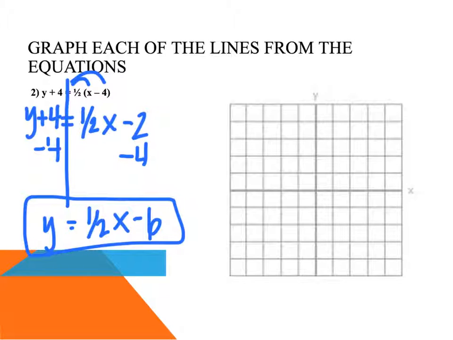To graph, I'll go to negative 6 as my intercept, which is just a little off our graph. From there, I can go up 1 and over 2 to create a point, and then I connect them. And this is my line.